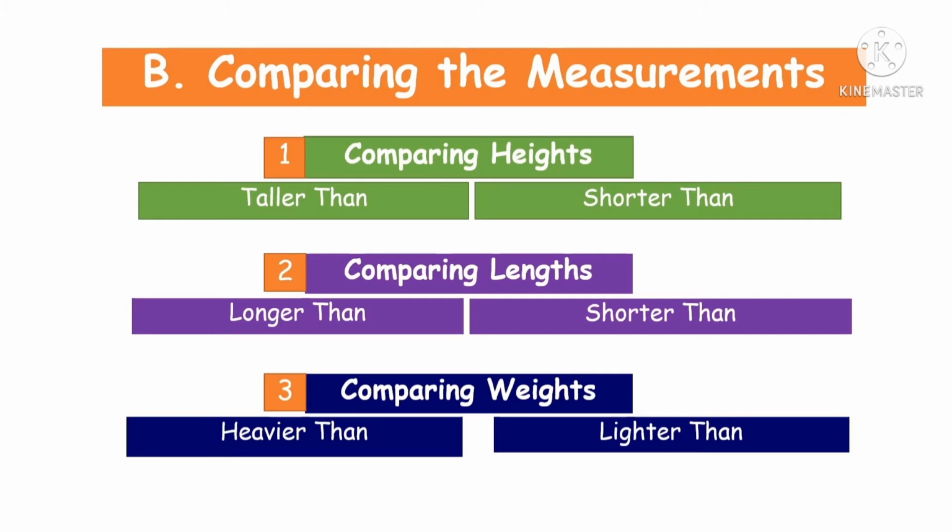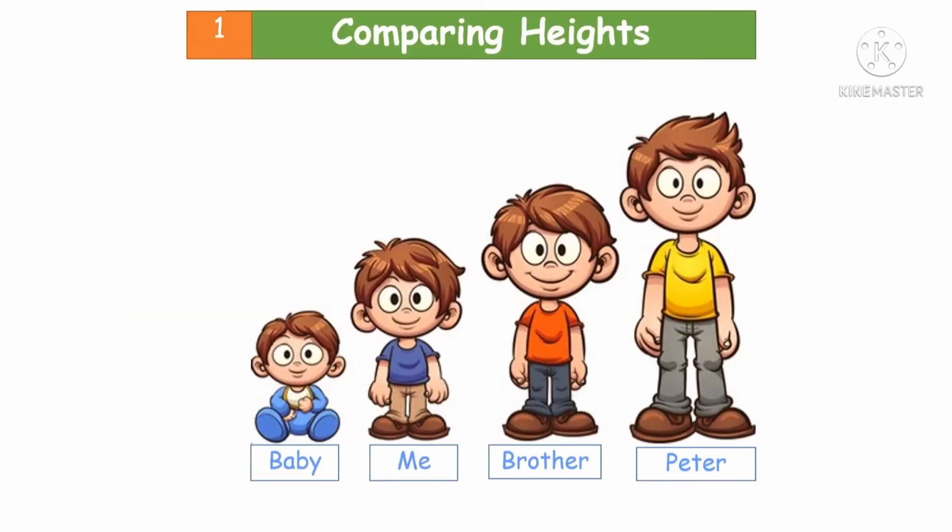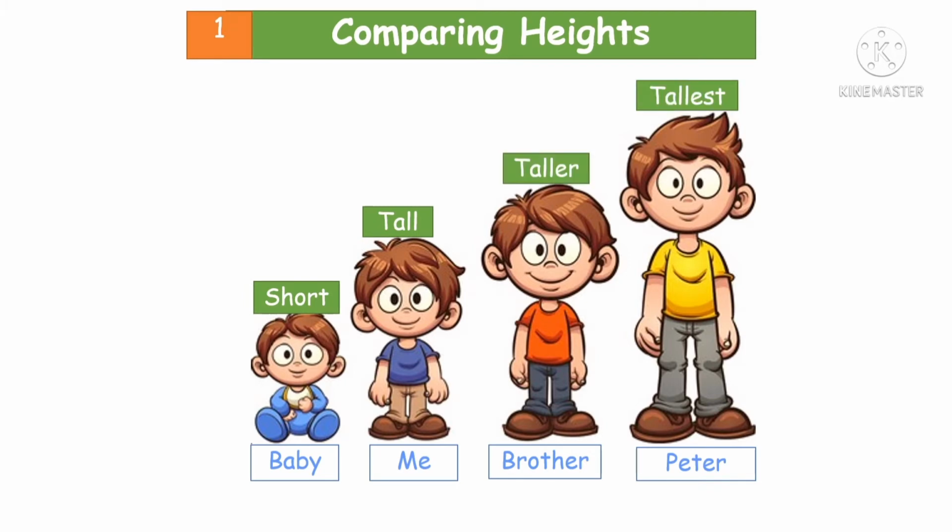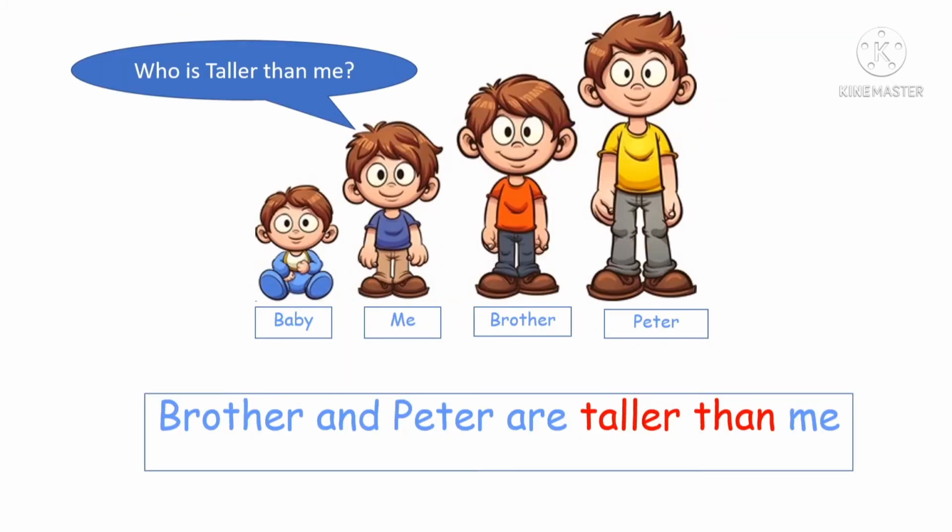Let's look at some examples. Comparing the heights of these four boys: Baby, me, brother, and Peter. My baby brother is short. I am tall. My brother is taller. And Peter is the tallest among us. Who is taller than me? Brother and Peter are taller than me.